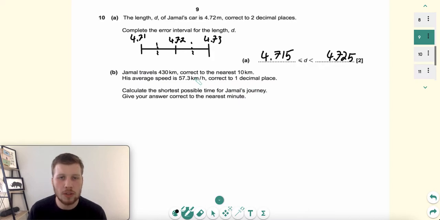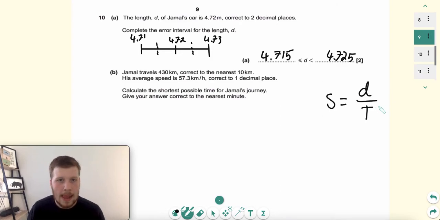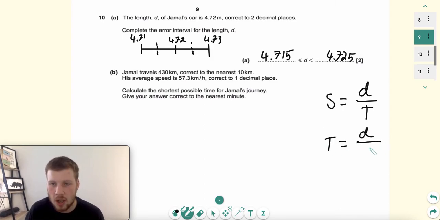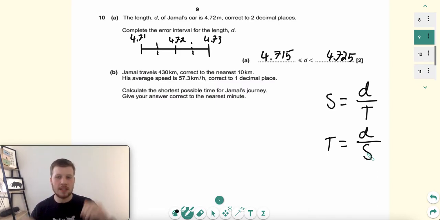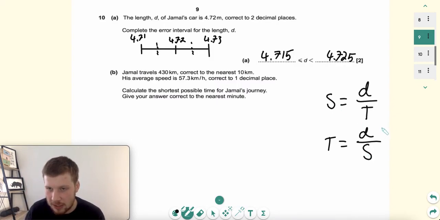Jamal travels 430 kilometres, correct to the nearest 10 kilometres, and his average speed is 57.3 kilometres per hour, correct to 1 decimal place. Calculate the shortest possible time for Jamal's journey. Well, speed equals distance over time. That's the first thing that I need to write down. And I want to know the shortest time, so I can multiply by time and divide by speed. So time is going to be equal to distance over speed. If I want the shortest possible time, that means I want the lowest distance and the fastest speed. So I want this to be as low as possible and this to be as high as possible.